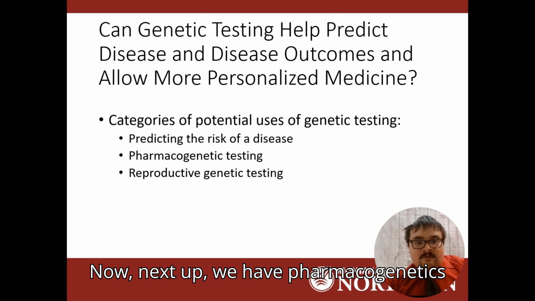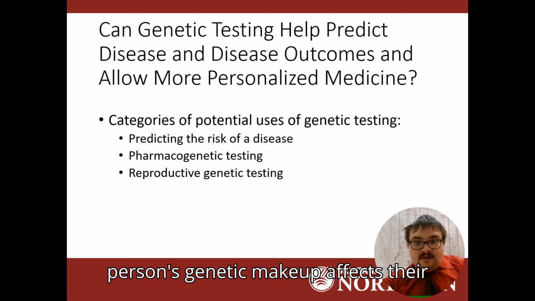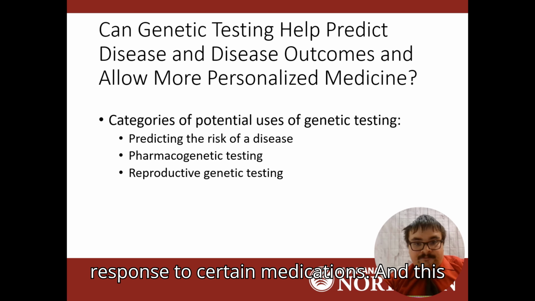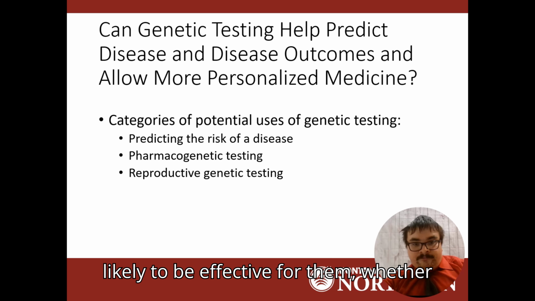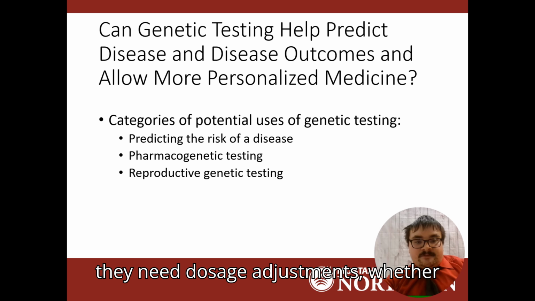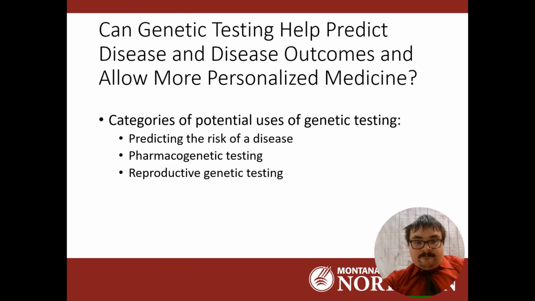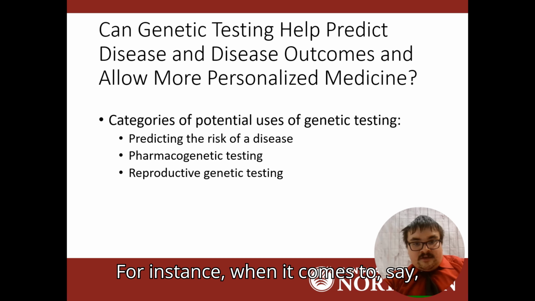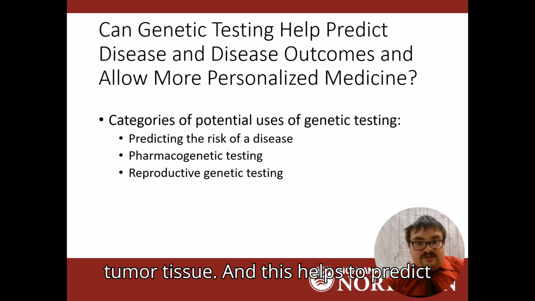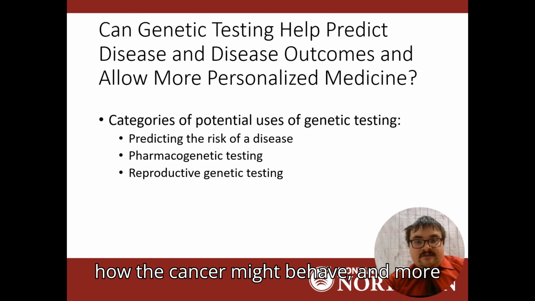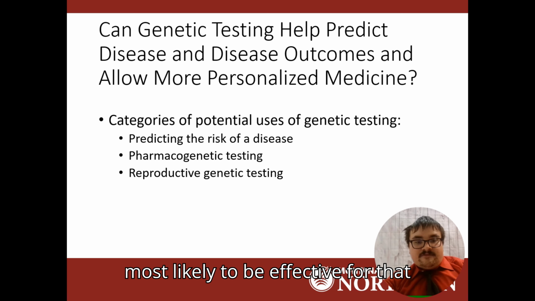Now, next up, we have pharmacogenetics testing, which involves testing how a person's genetic makeup affects their response to certain medications. And this can help determine which drugs are most likely to be effective for them, whether they need dosage adjustments, whether they might experience side effects, or allergic reactions to a drug. For instance, when it comes to, say, cancer treatments, it's common practice to now perform genetic testing on the tumor tissue. And this helps predict how the cancer might behave, and more importantly, which treatment options are most likely to be effective for that person.